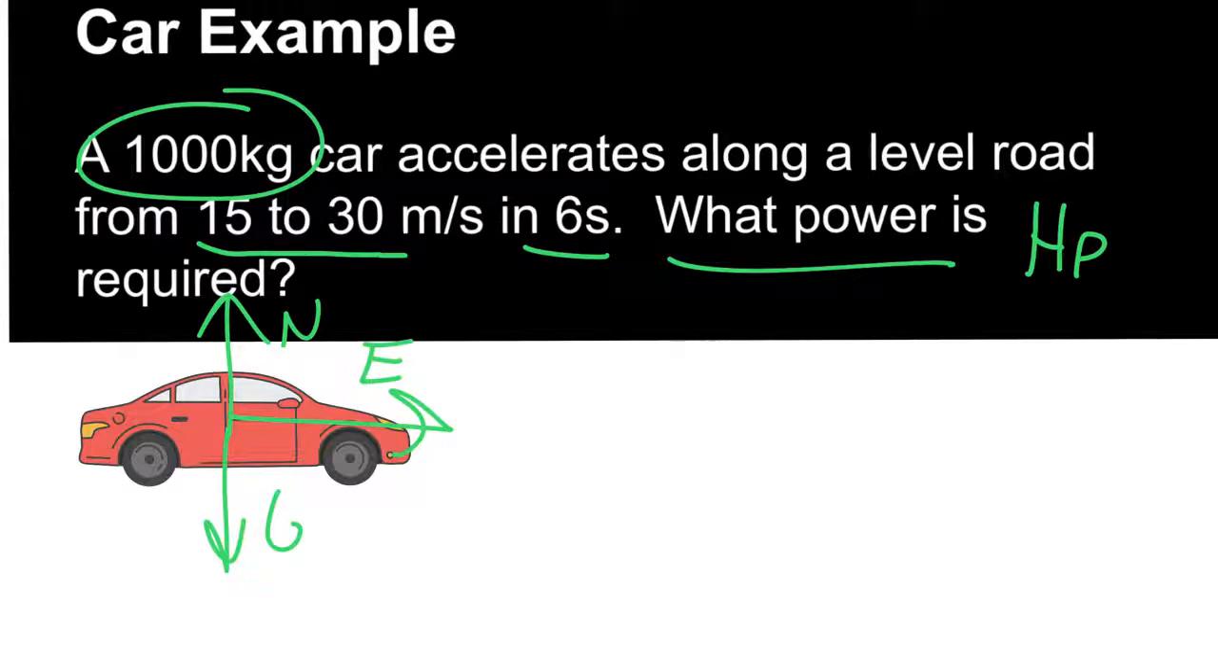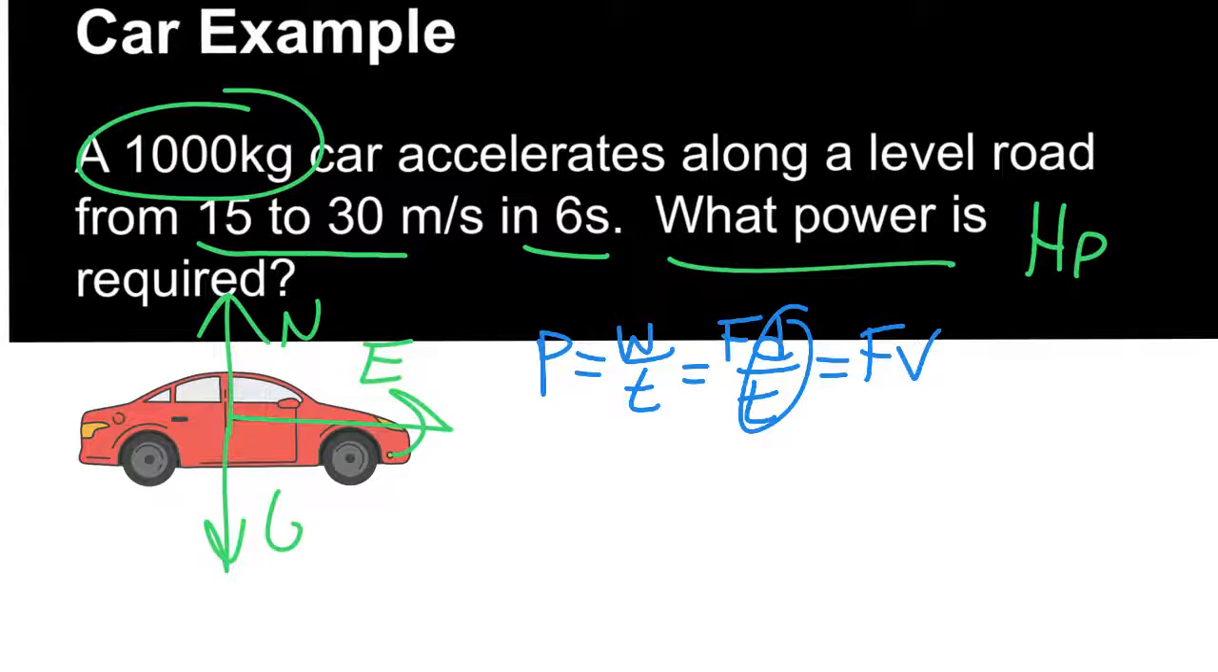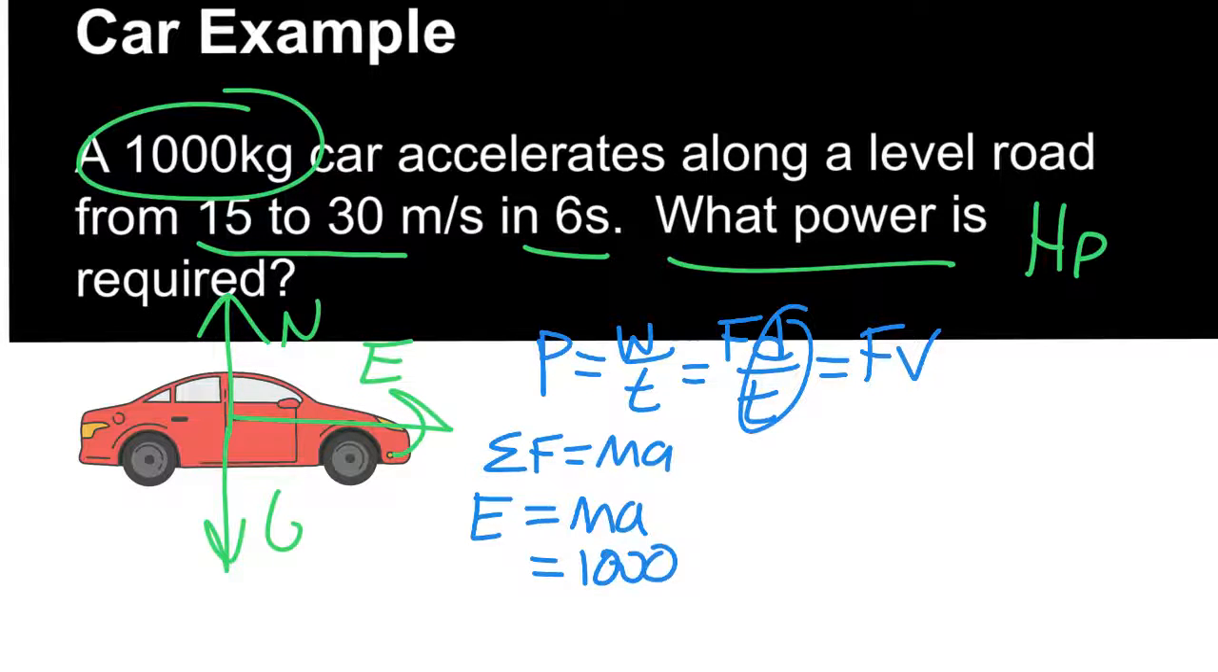So my free body diagram is complete. Now I can go through and use my new equation, power equals work over time, but work equals force times displacement, and displacement over time is V. So I can find what F is by using Newton's second law. Sum of the forces equals ma. Engine force is the only force, equals mass times acceleration. Well, the mass I have is given as 1,000 kilograms, but I don't have acceleration.